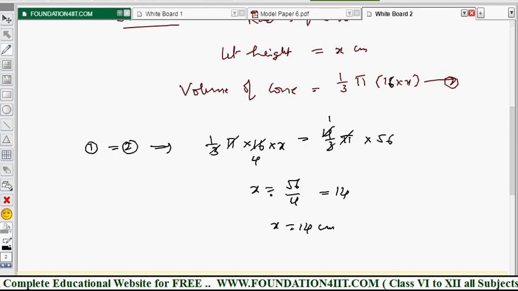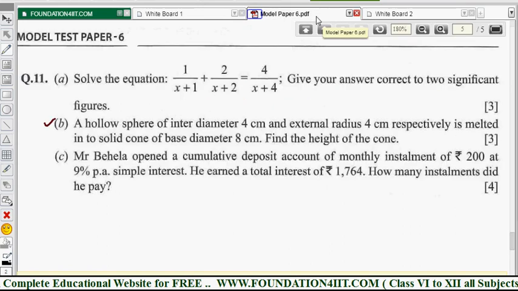Whenever questions are melted and recast into other shapes, it means you equate the volumes. You get the problem easily. Right. Now let us see the next one.